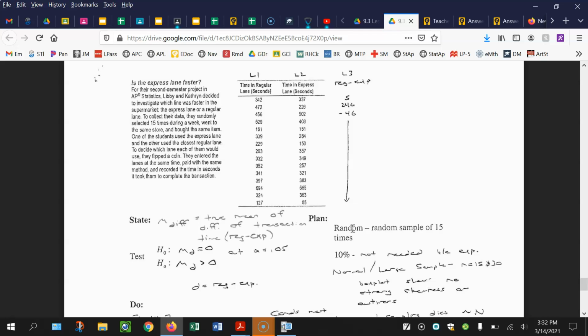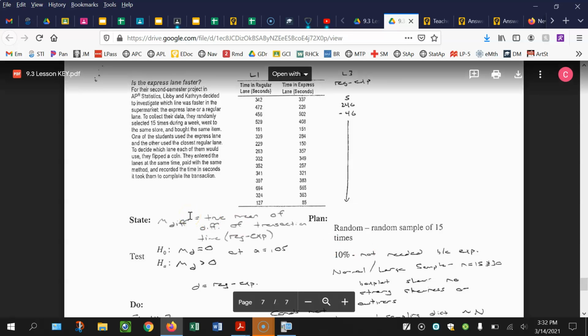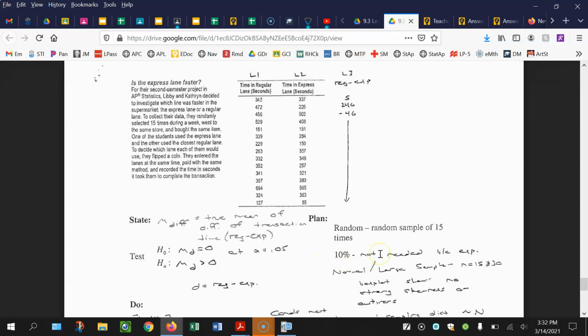And I'm actually disagreeing with what I have here. Is this an experiment? They're not randomly assigning going to a regular lane or an express lane. So no, this is a mistake on my part. The 10% condition is needed. I would say 15 times is less than 10% of all times you could go to the regular line or the express line.